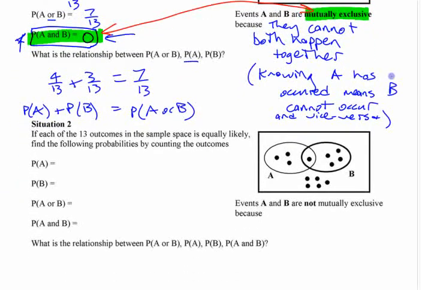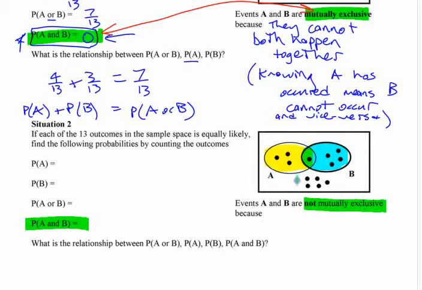The other case here is one where there is an overlap. So if this is A and this is B, there's that overlap in the center. That's the AND, okay? That's the AND. In this case, the probability of A and B is not 0. This is why they are not mutually exclusive.